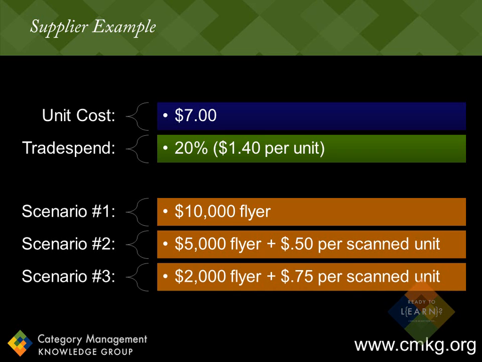And in scenario number 3, the supplier can pay a $2,000 flyer rate and a 75-cent unit allowance for every scanned unit. So which scenario should be picked, with a minimum to break even on the promotion and maximize sales, while ensuring that it's also profitable for the retailer? Let's go through each of these scenarios in more detail.